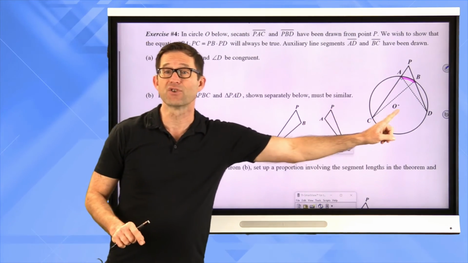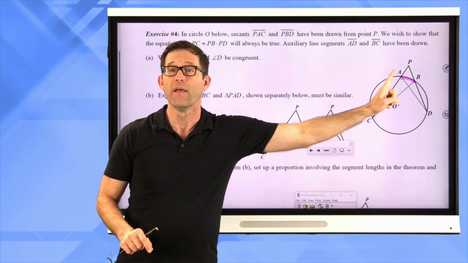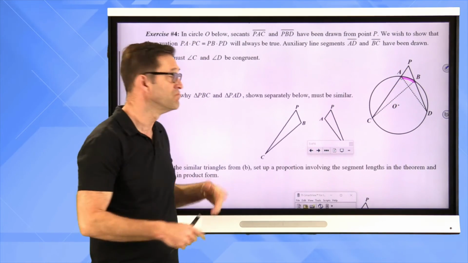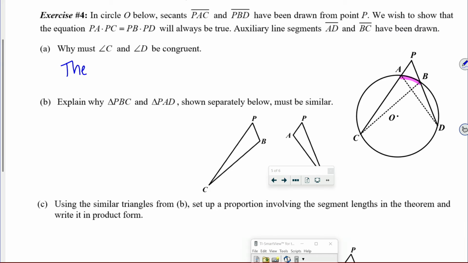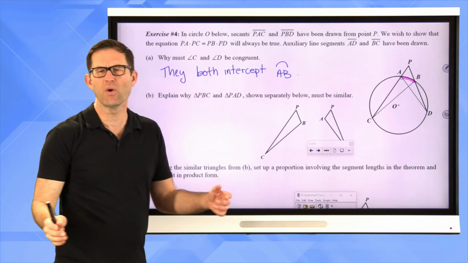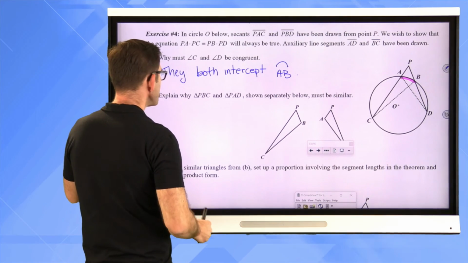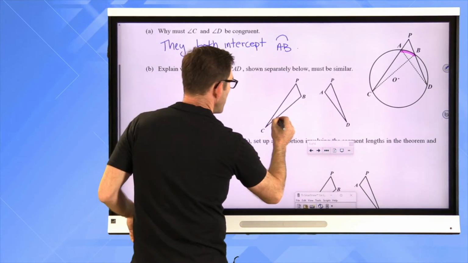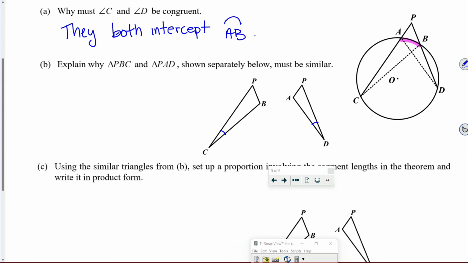We have a theorem that says two inscribed angles, which C and D are, that intercept the same arc have the same measure. So they both intercept arc AB. All right, great. So wonderful. So now, I know that these two angles are equal. Letter B. Explain why triangle PBC and triangle PAD must be similar.